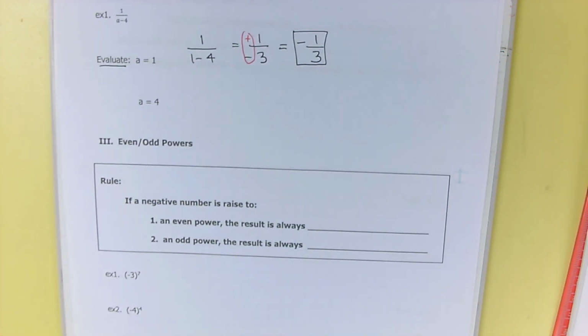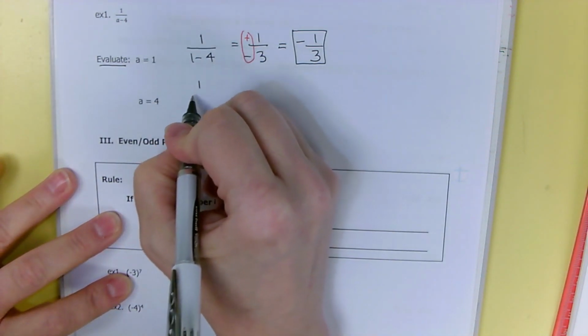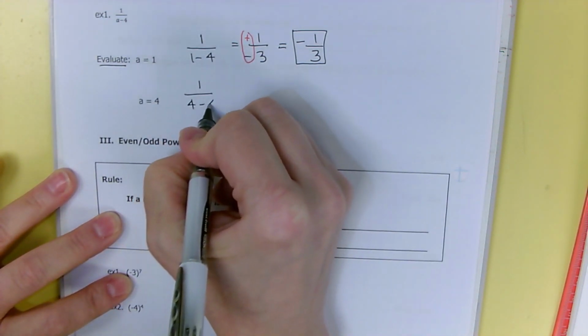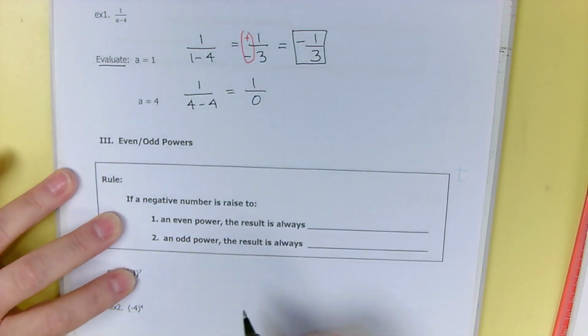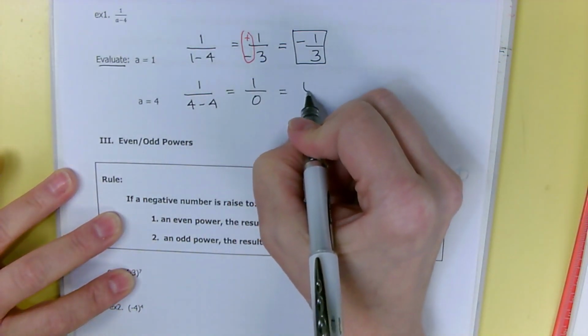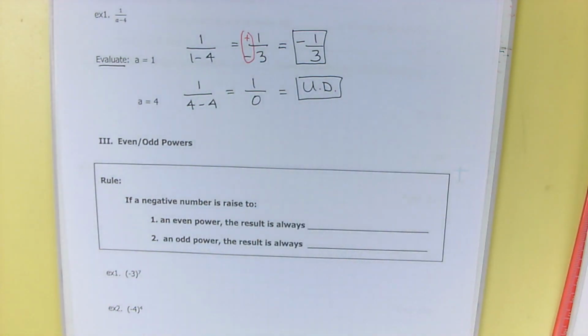Now we're going to evaluate using a equals 4. So for a equals 4, it's going to be 1 over 4 minus 4, which is 1 over 0. We cannot divide by 0, so this answer would be undefined. So expressions can be defined for some values of a and not defined for other values of a.